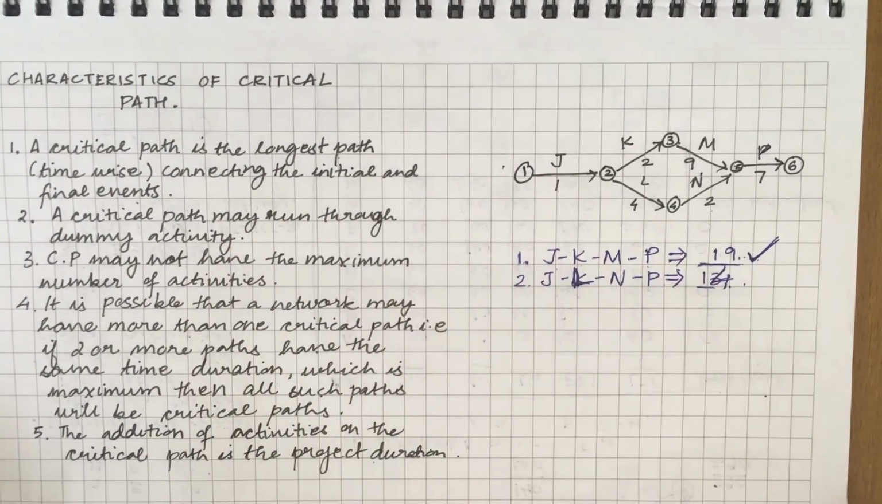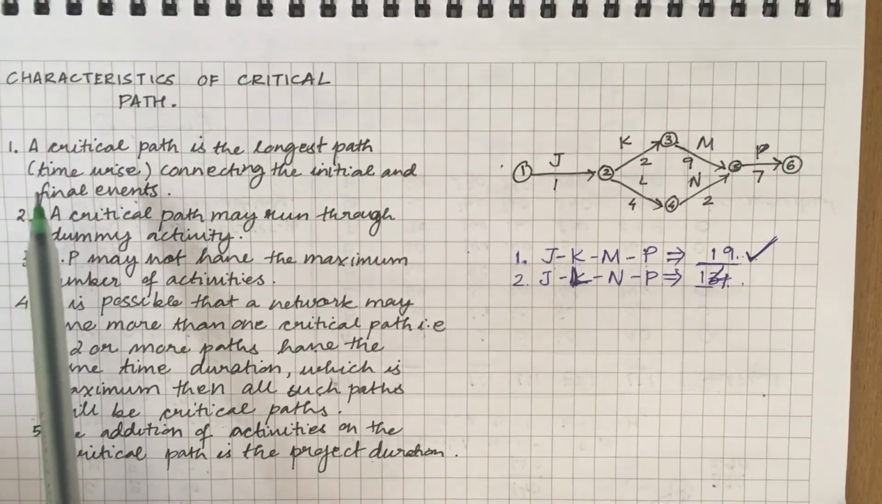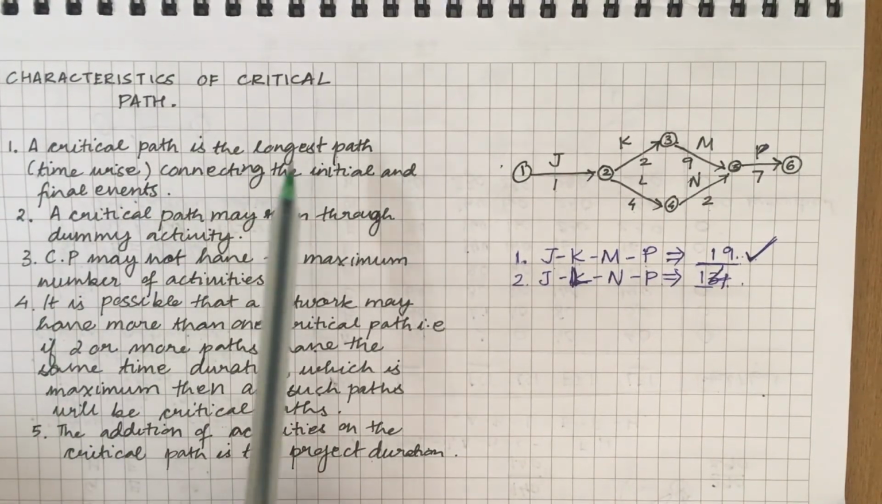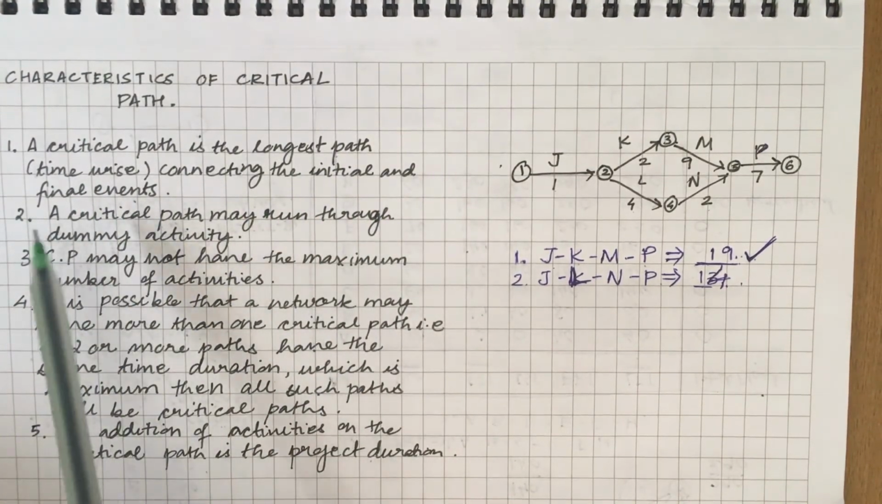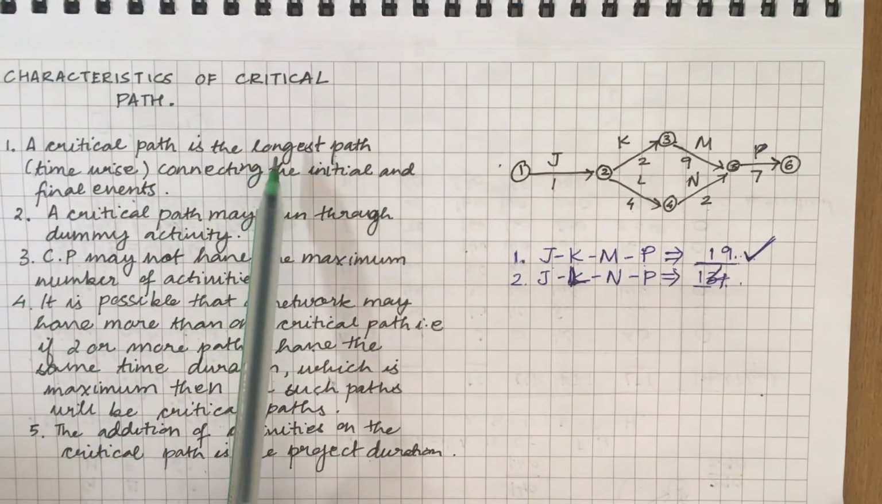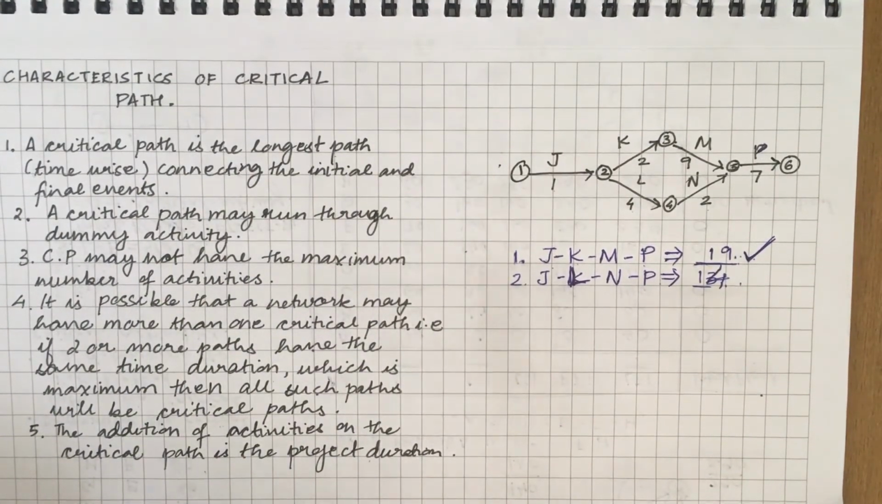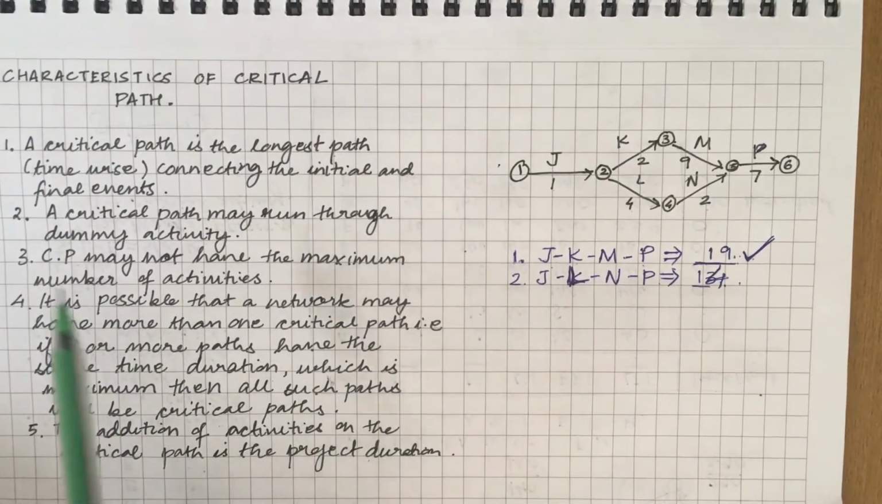Now to sum it up, we will see few characteristics of critical path. The first is, a critical path is the longest path time-wise connecting the initial and the final event. So what it means is that the critical path is longest in terms of the summation of its duration rather than the number of activities it has.